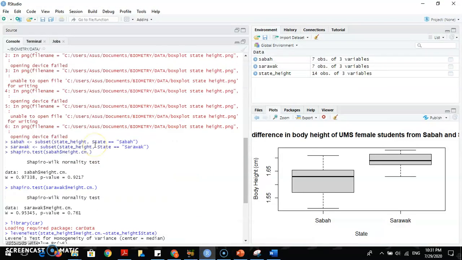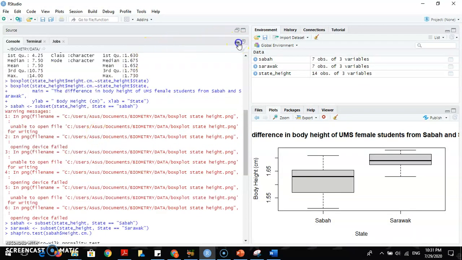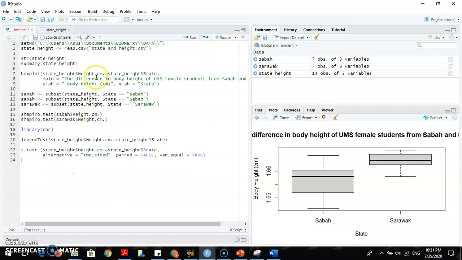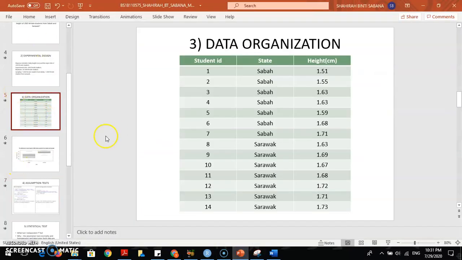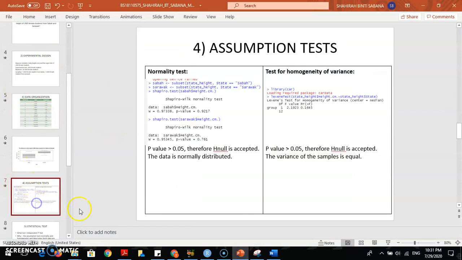So let's see. This is the command for setting the work directory, and this is to load the data. This is the command to set the working directory. This is the command for loading the data. This is the data, as you can see here. This is the full data. It's the same data as the one that I did in the table.